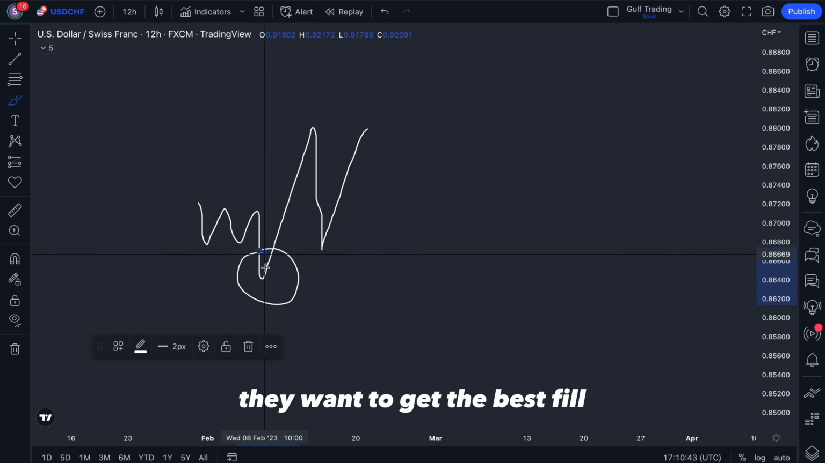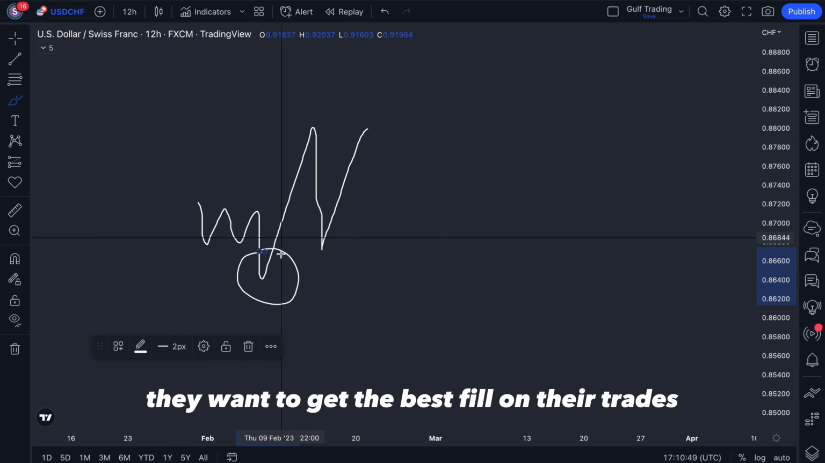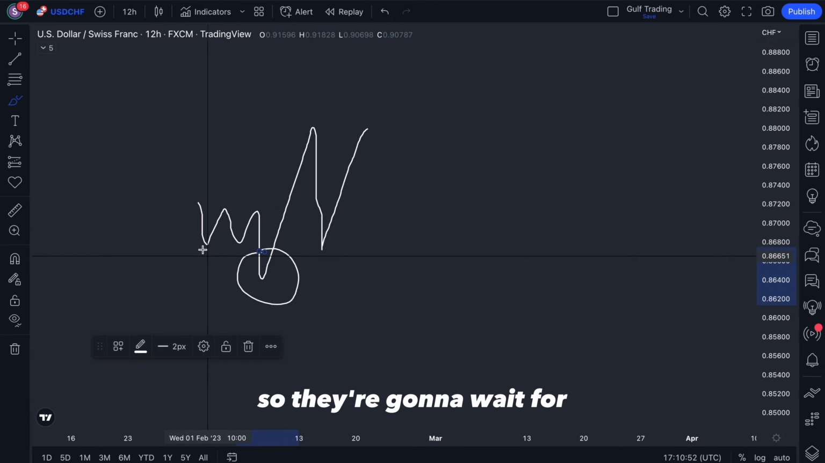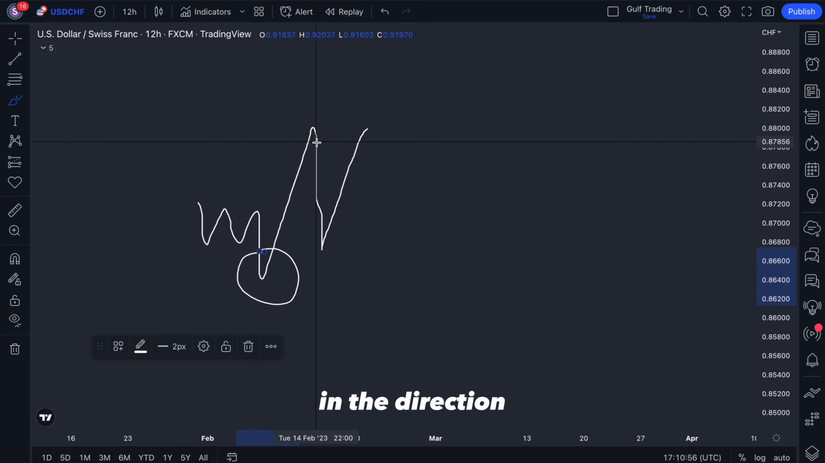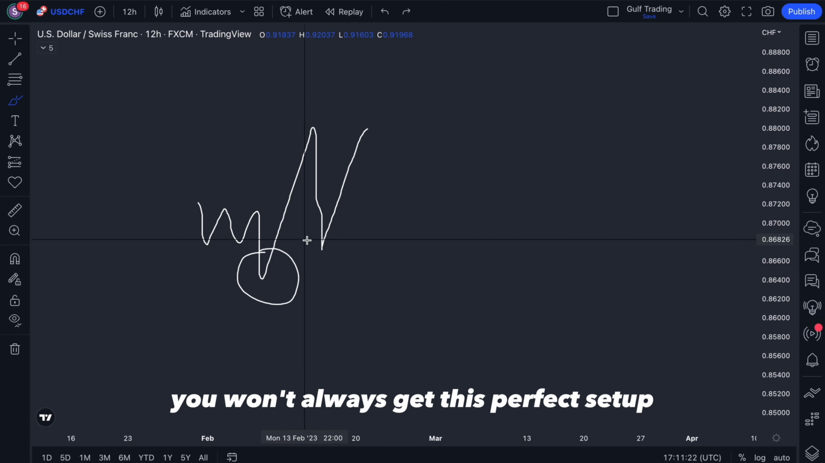And they don't want that. They want to get the best fill on their price. They want to get the best fill on their trades. So they're going to wait for enough liquidity or manipulate price to give them liquidity to then take price in their direction. And as I said, you won't always get this perfect setup, so it's good to look out for other stuff.